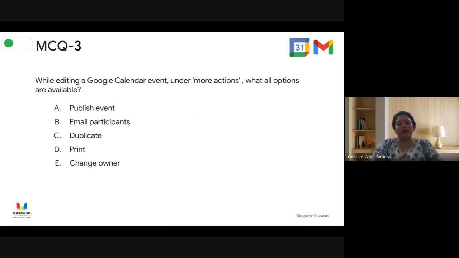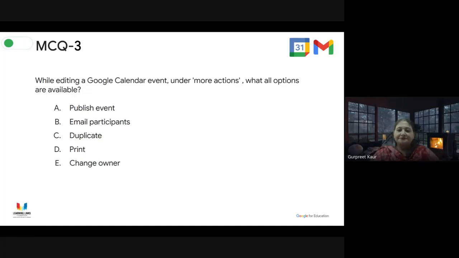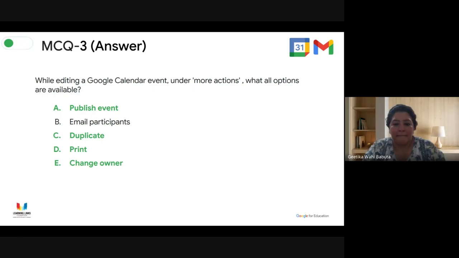Next one. While editing a Google Calendar event under more actions, what are the options which are available? What all options are available? Again, all options. What are the answers coming? A, B, C. Let's check the answers. Oh, there it is: A, C, D, and E. Publish event, duplicate, print, and change owner. The ownership rights can also be changed over here.